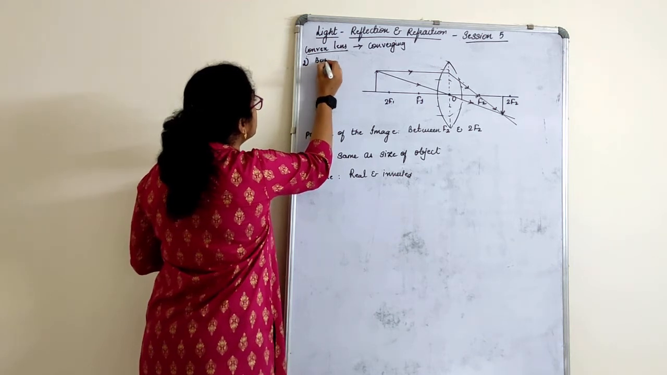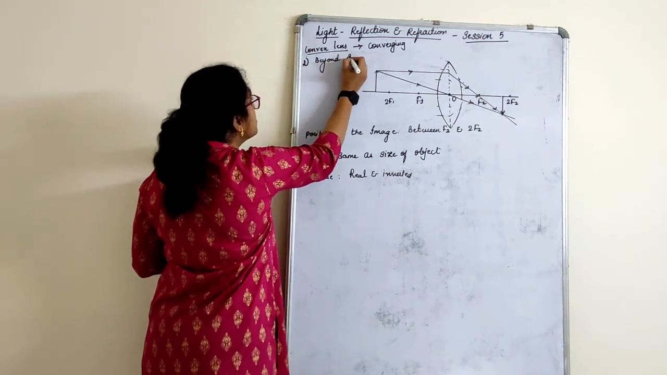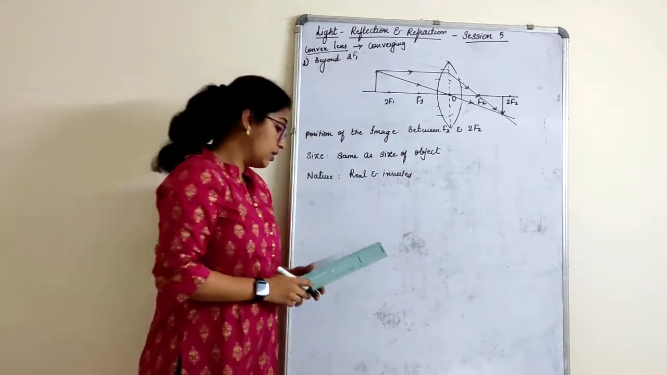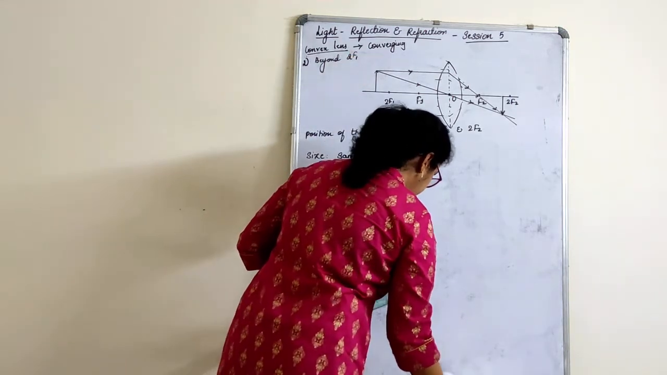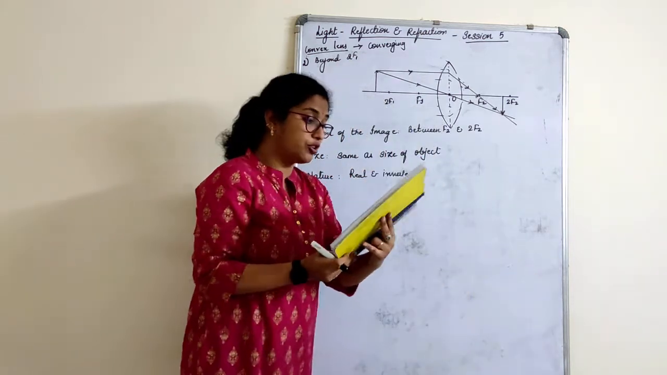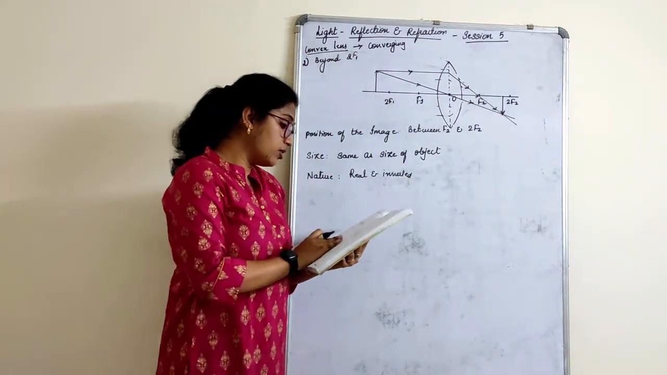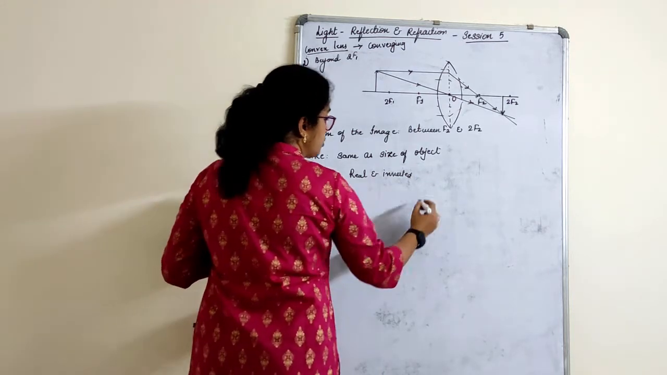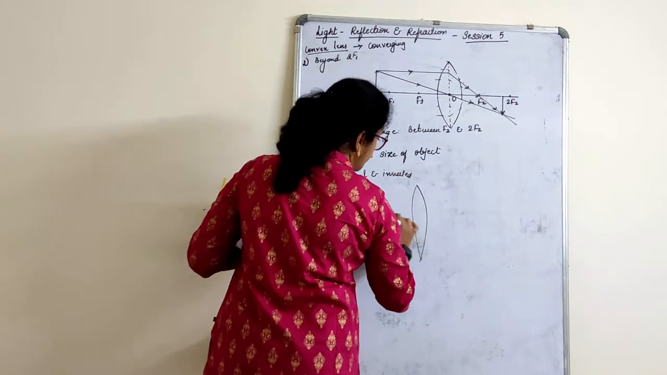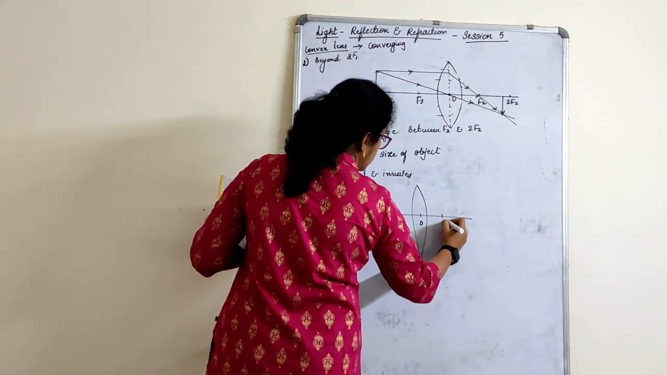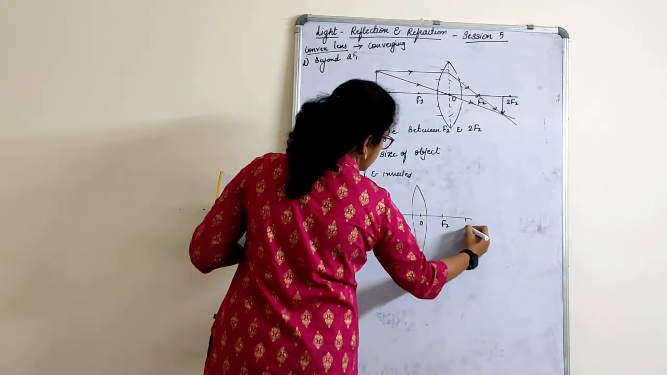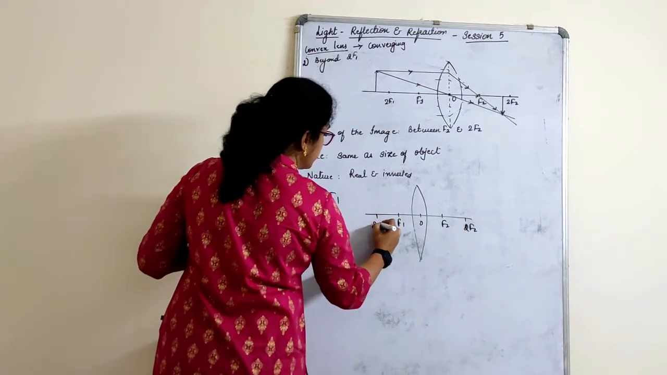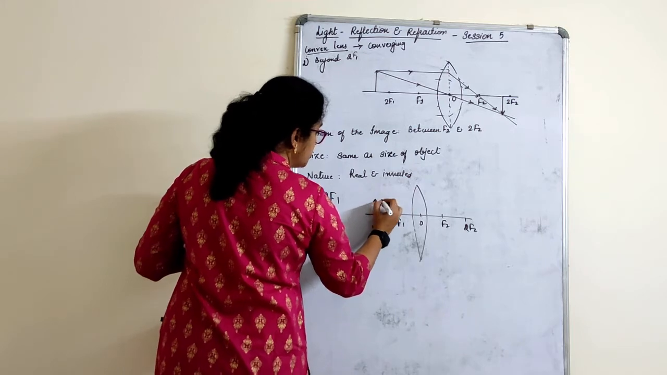Second one, beyond 2F1. Yes. Now, what are the next two here? I think by now you know how to draw the ray diagrams. Now the next thing is when the object is kept at 2F1. So basically I just have a rough figure here. So this is O, this is F2, this is 2F2, this is F1, this is 2F1. So the object is kept here.